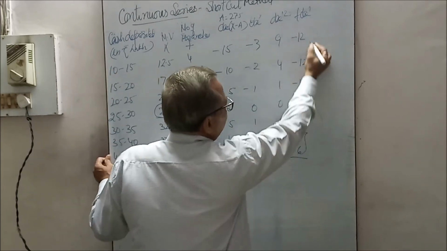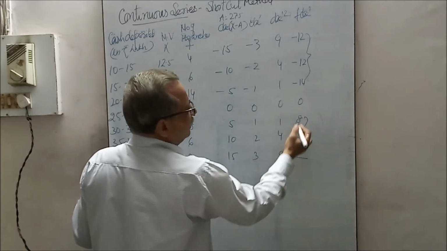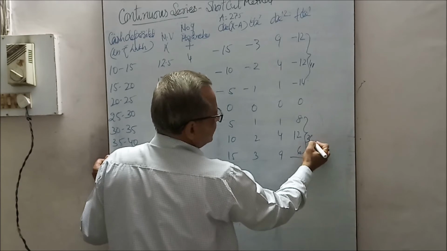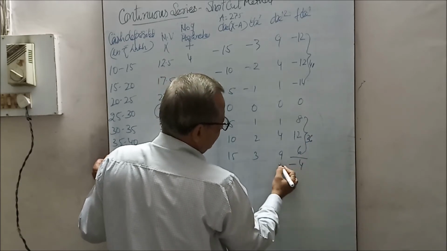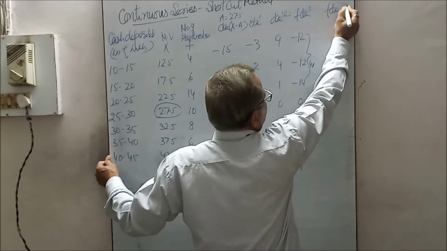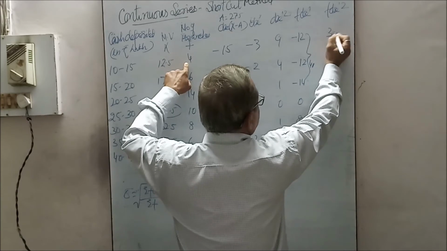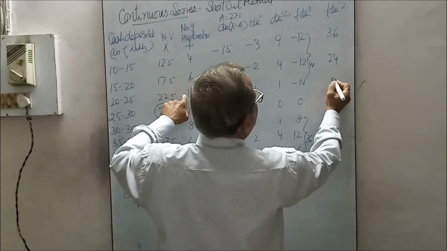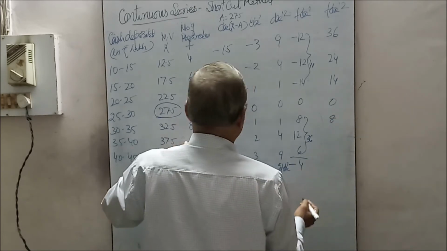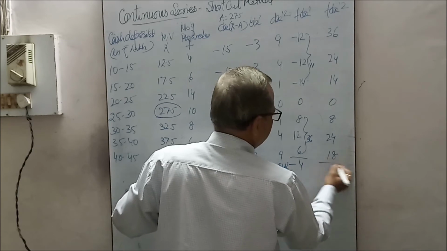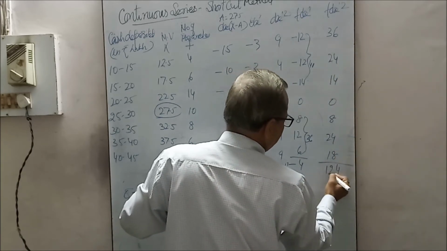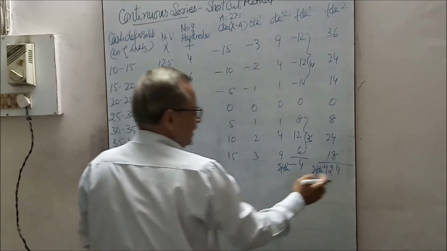Total it: these minus minus and these plus plus. 40 and 36, that is minus 4. f dx dash is minus 4. f dx dash square: 36, 24, 14, 0, 8, 24, 18. This is f dx dash square, 124.